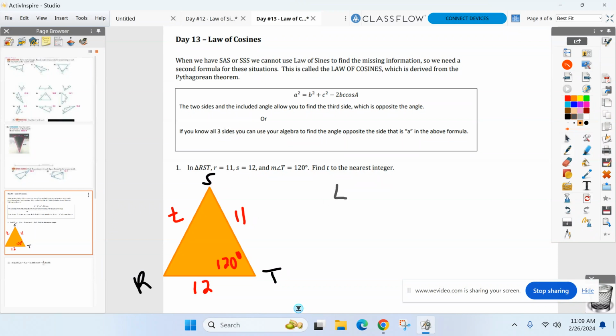Ready? I'm going to go T over sine 120. Nobody's got an issue yet. I'm good. Equals, all right, let me pick another side, 11 over... I'm stuck, aren't I? I don't want to do sine of r because now I'm introducing a second variable, which is a no-go.